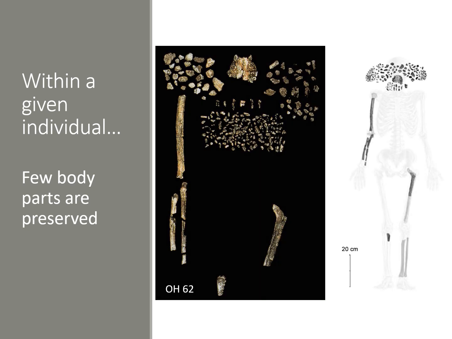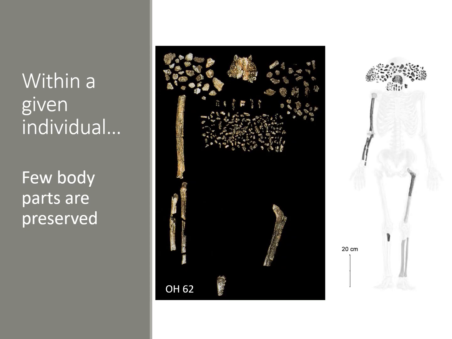And within a given individual, few body parts are preserved. So this is a famous partial skeleton from a site, Olduvai Gorge in Tanzania. Specimen number is OH62. And you can see here just the skull, just a bunch of fragments. All this process we talked about earlier, in this case this one was probably sediment compaction, all that heavy dirt and sediment on top of this fossil, basically crushing it to smithereens. An arm and a leg and a piece of the other leg.